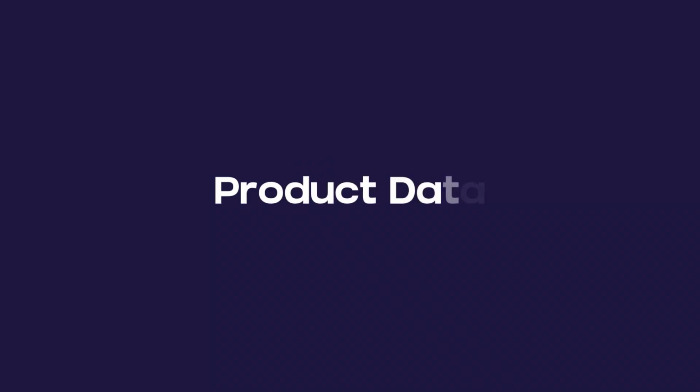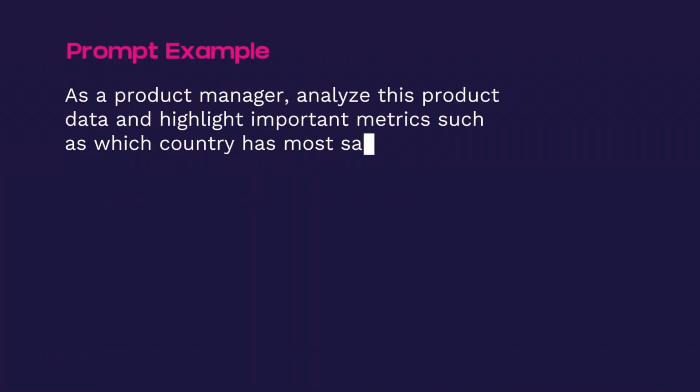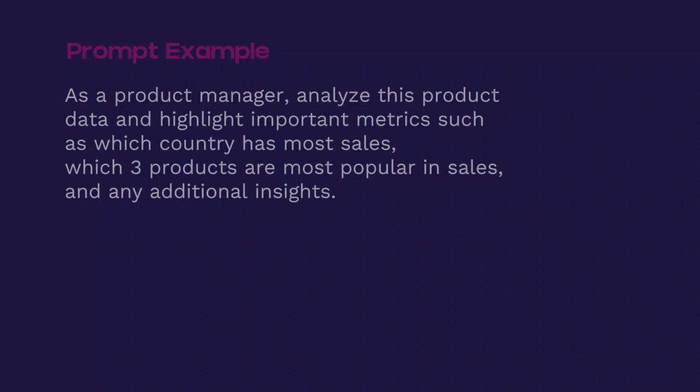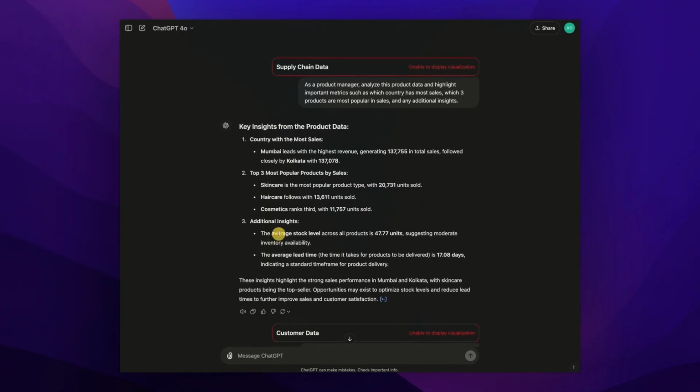Then you can also work with product data, where you can provide insights into different product metrics and performance. So an example prompt here could be, as a product manager, analyze this product data and highlight important metrics such as which country has most sales, which 3 products are most popular in sales, and any additional insights. And so you see the output here. I uploaded the data, and then it gives me some key insights from the product data, in this case, supply chain data. And so it tells me Mumbai is leading with the highest revenue. These 3 product lines, skincare, hair care, and cosmetics, are the top 3, and so many additional insights.